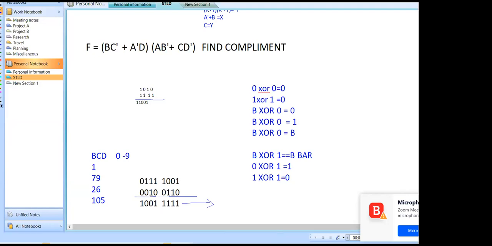Okay. Now we need to convert this number. We have taken the number 79 as a BCD number and 26 as a BCD number, and we are performing the addition. The result we have got: the sum is greater than 9 in this part, and the sum is greater than 9 in the next 4 bits. Now we need to make a correction.